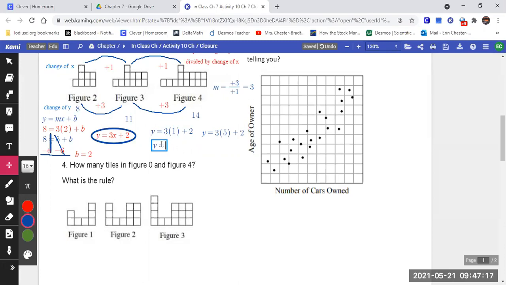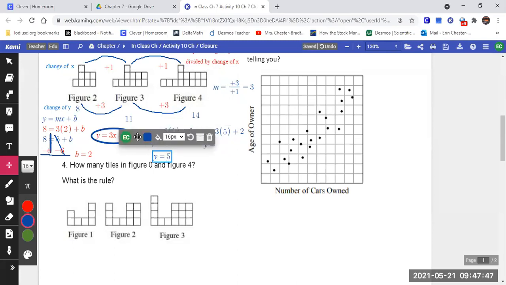Doing our math. 3. And then it says we're supposed to add 2 to it to get a final answer. So what are we going to say the final answer is? Y equals 5. Okay. And then we have to figure out the second one. They said figure 1 and figure 3. So I'm figuring out figure 1 and figure 5. I'm figuring out figure 5 now. Do the math.